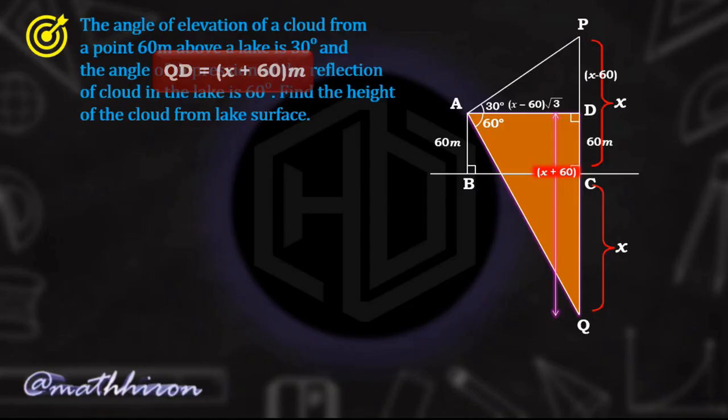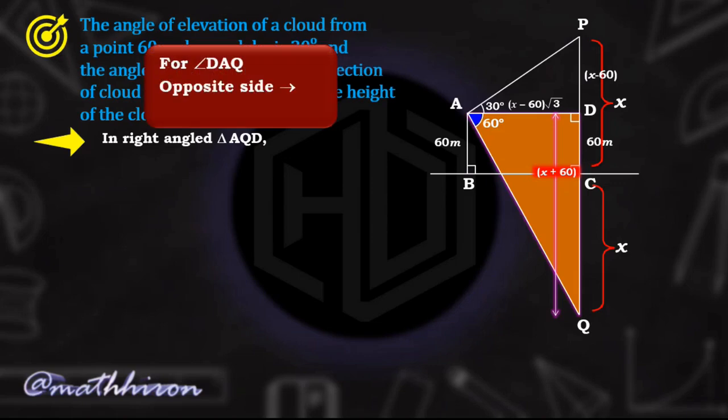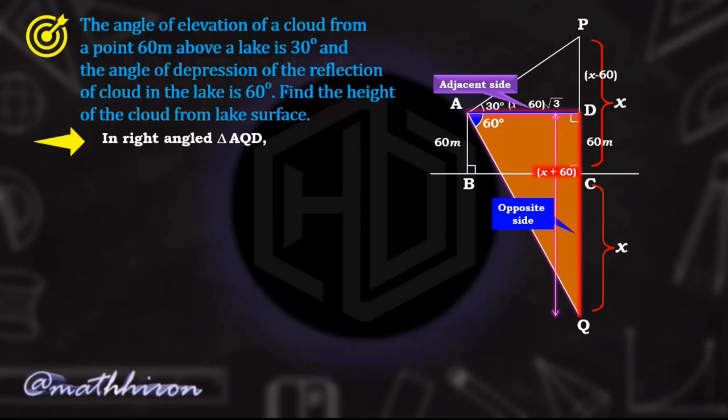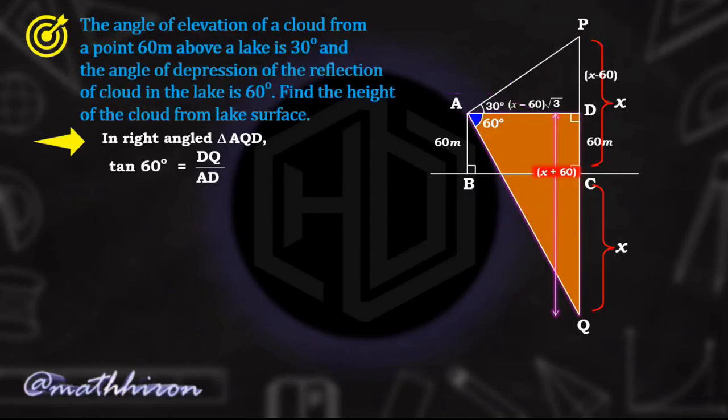Now observe this angle in right angle triangle AQD. So observe angle A. So this one is 60 degrees. So with respect to this angle, the opposite side, that is QD, is the perpendicular, or DQ we can consider, and AD is the adjacent side, which is the base. Now again, what will come as the perpendicular and base ratio? Tan. So use tan 60 degrees, that is perpendicular DQ by base AD. Now what is tan 60 degrees? Tan 60 degrees is root 3.